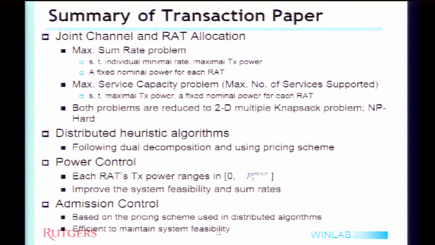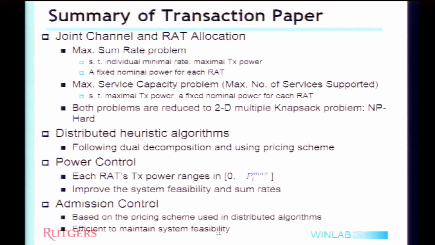They are both can be reduced to the 2D multiple knapsack problem. It means that they are both NP-hard. So as a result, we need to develop some efficient heuristic algorithms for this. We propose distributed heuristic algorithms. These algorithms are based on dual decomposition, and we use pricing indicators to efficiently manage and allocate the resources. And based on the result of the distributed algorithms, we add another layer, power control, on it.